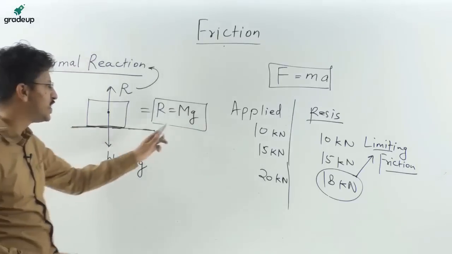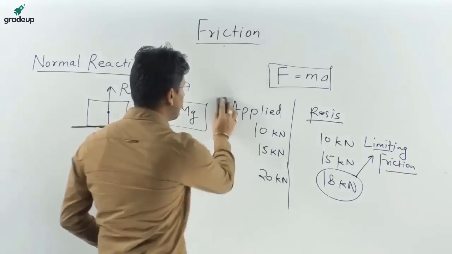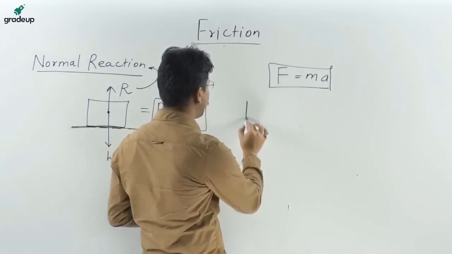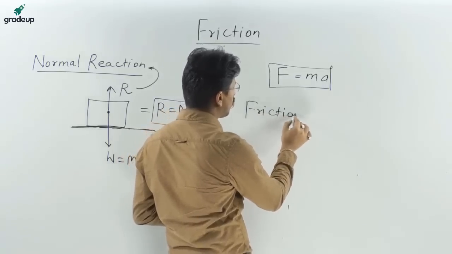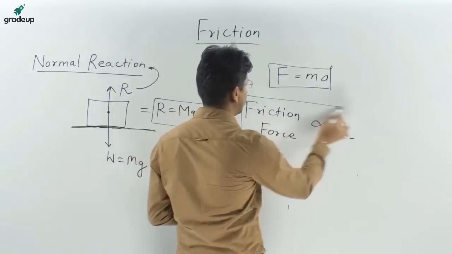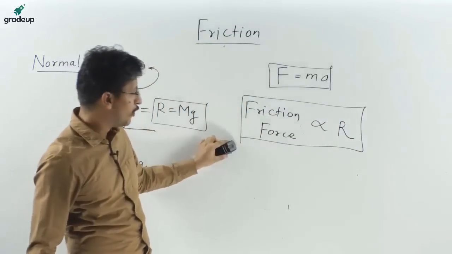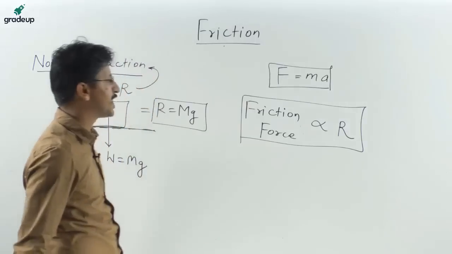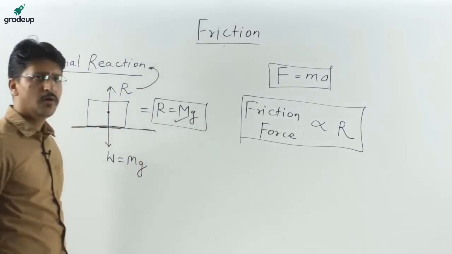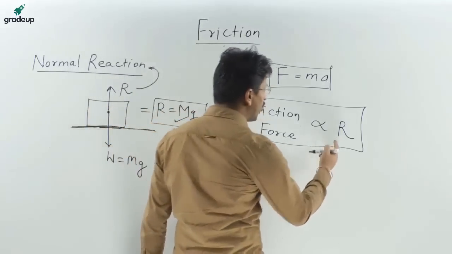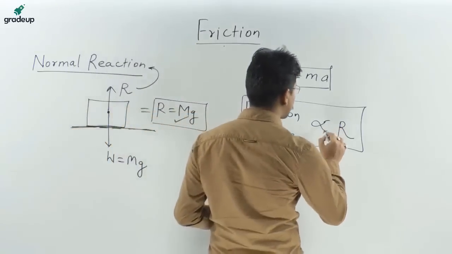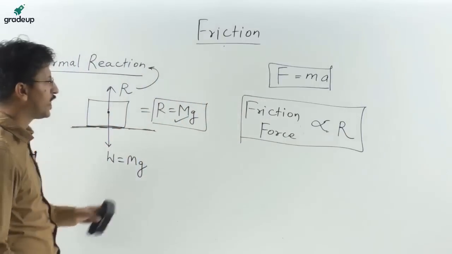Why is this normal reaction important? It is important because the friction force is directly proportional to this normal reaction. The more the normal reaction, the more the friction force experienced by the body, and the friction force is directly proportional to the mass. That means the more the mass of the body, the more the friction force experienced by the body. This is important. Got this?